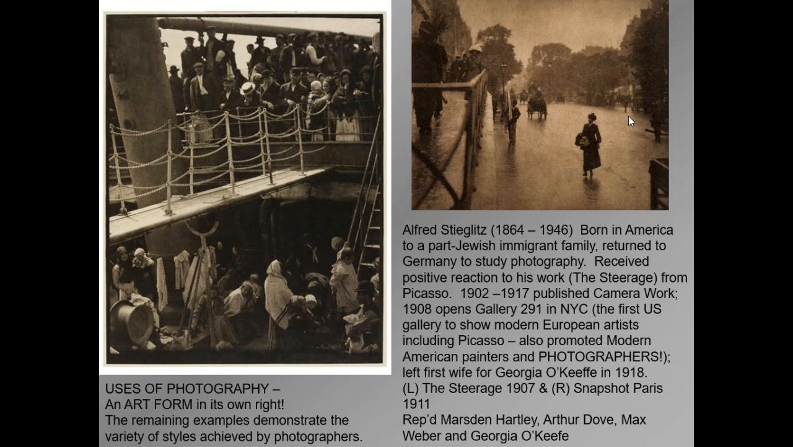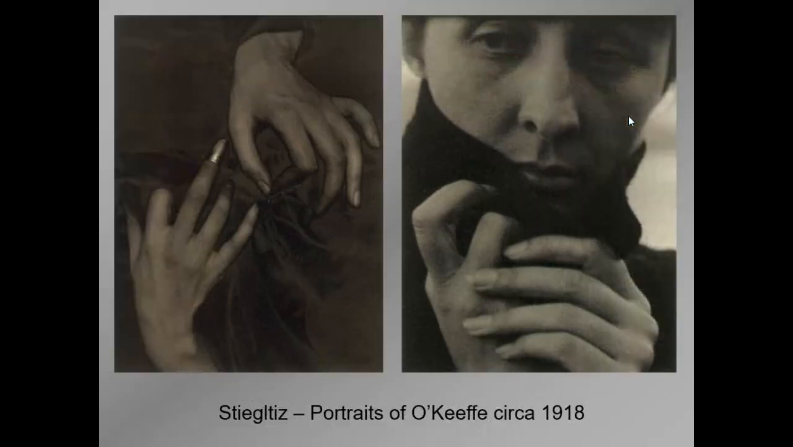He also promoted the art of photography in his New York City gallery, Gallery 291, which was a reference to their street address. Gallery 291 promoted art photography as well as modern painting in the US. Probably his most famous image is the one at the left, known as the steerage, which literally separates the upper class passengers from the lower class passengers in a very visible, palpable, emotional way.